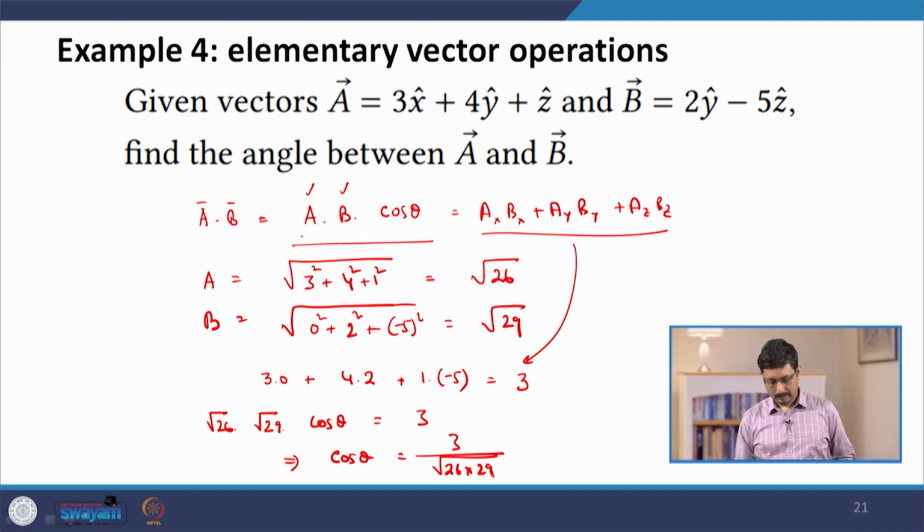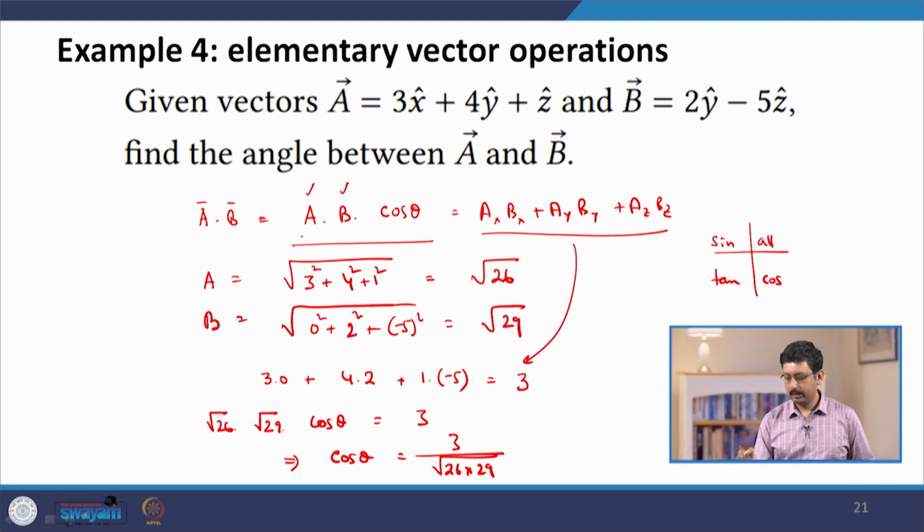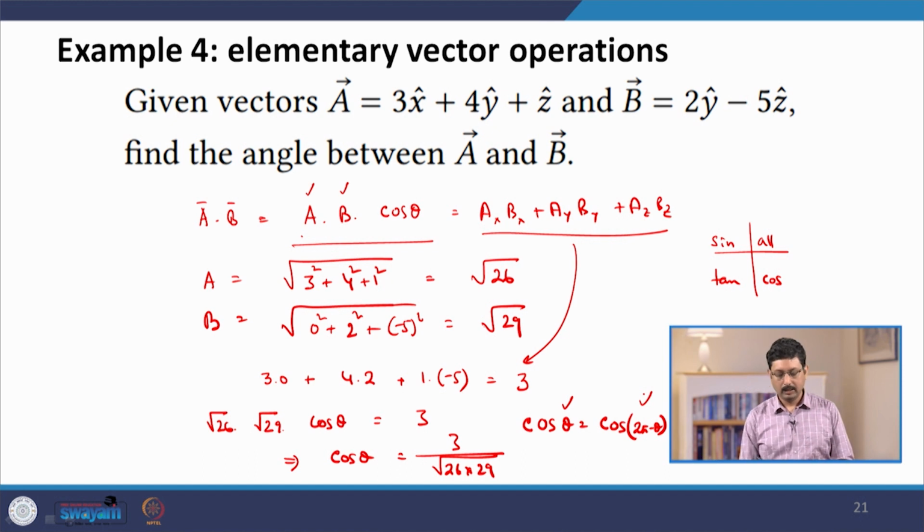Now, note one thing: if you know cos theta and you are solving to calculate theta, there are two angles which have the same cosine. So, cos of theta is equal to cos of 2 pi minus theta. In general you will get two solutions, one which is theta and one which is 2 pi minus theta. By convention, we take the smaller angle, and that is the angle between the vectors A and B.